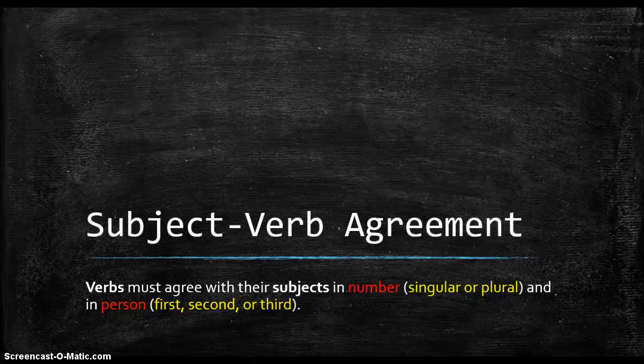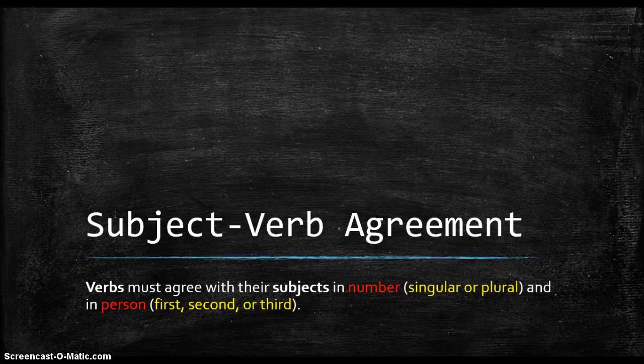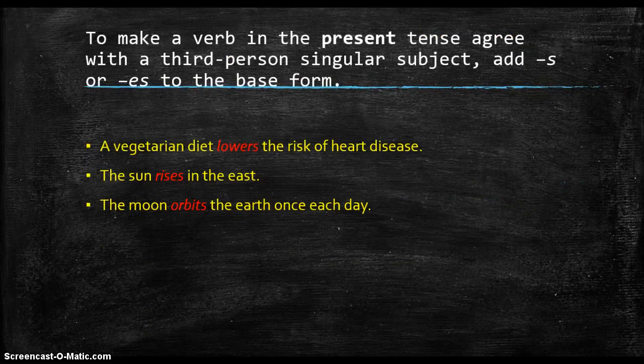Today I want to talk about subject-verb agreement. Now, when we hear the word agreement, we think of people getting along or people deciding together to do something. And subject-verb agreement is a lot like that. Verbs must agree with their subjects in two ways: in number, which means singular or plural, and in person. And we have first, second, and third. So let's look at some examples of what I'm talking about.